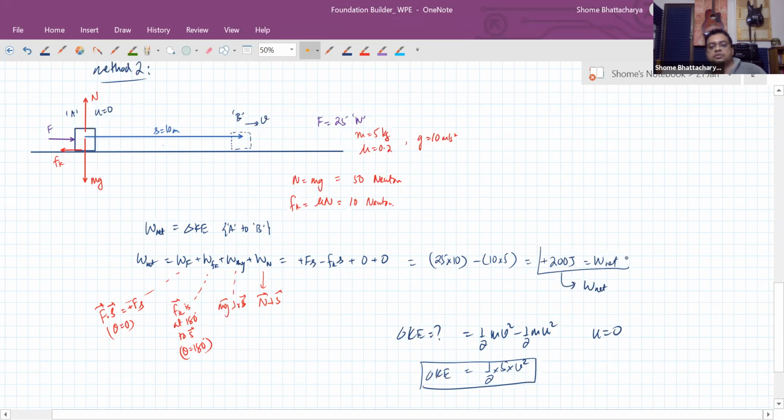So now we have to equate the two. Net work done is equal to change in kinetic energy. So let's write work done on this side: 200 joules, that is the net work done, is equal to 5 by 2 v square. So v is coming out to be how much now? Square root of 80. So we'll get that, and the next step we will get that.